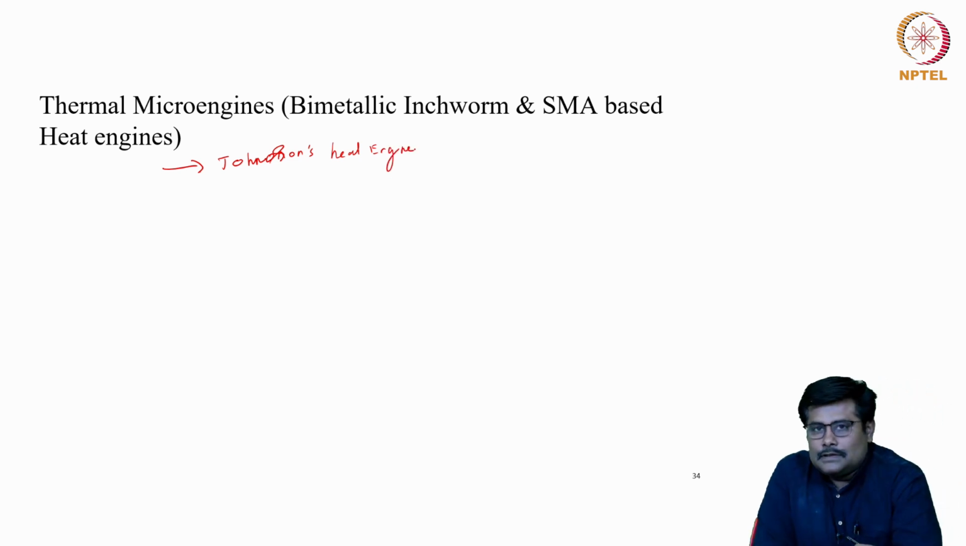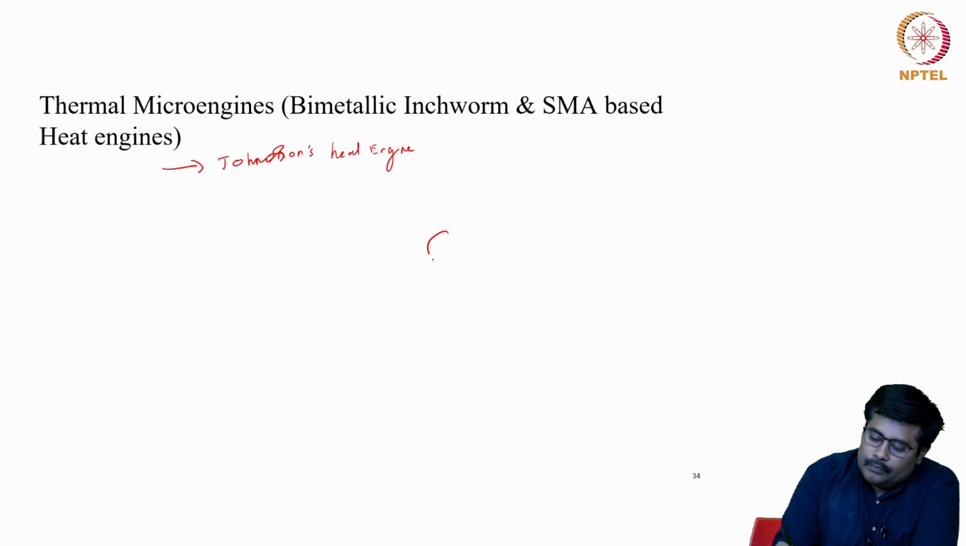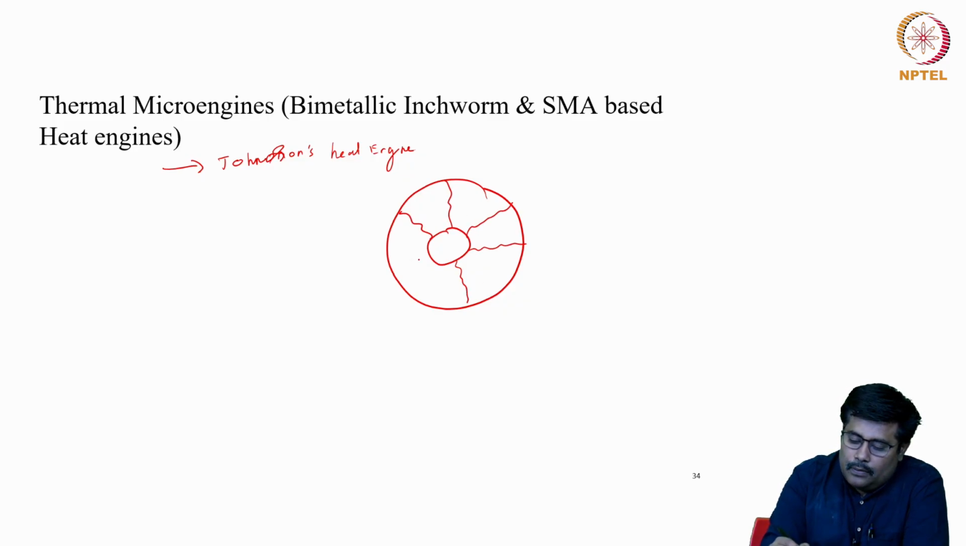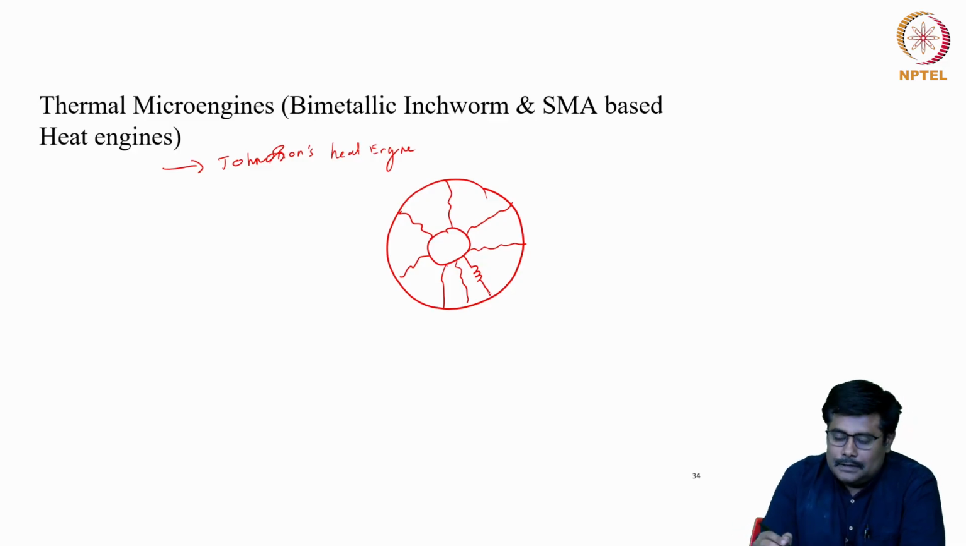So, as far as this Johnson heat engine is concerned, there are two concentric circles, like a kind of wheel. The spokes of the wheel are made out of a shape memory alloy. To give a better understanding, the spring looks something like this.